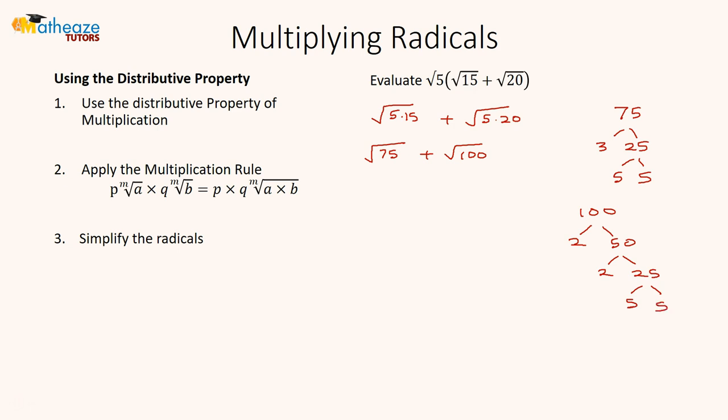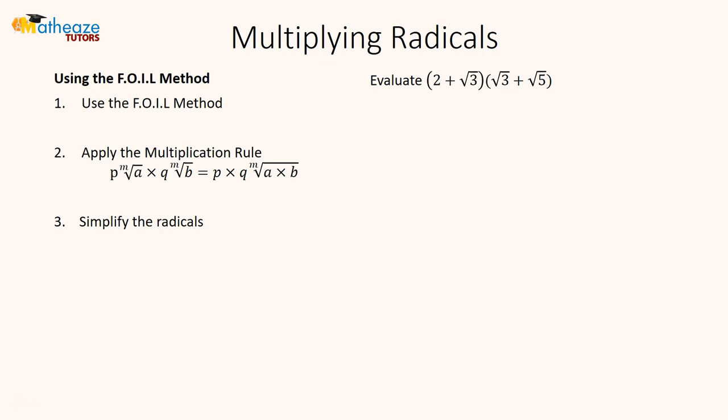So the square root of 75 is going to give us, because we have a group of 5's, 5 square root of 3 plus a group of 2, a group of 5, 10. Now we're going to use the FOIL method. Remember, FOIL stands for, F stands for first terms in the expression. O stands for the outer terms. I stands for inner, and then L stands for last.